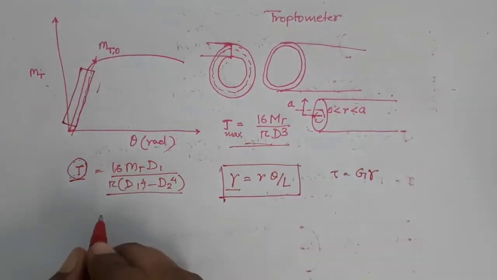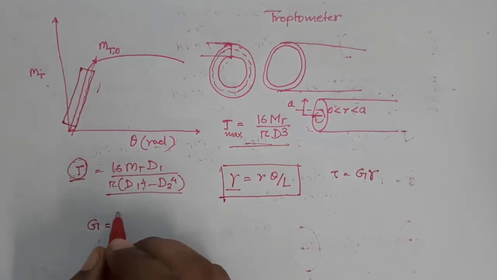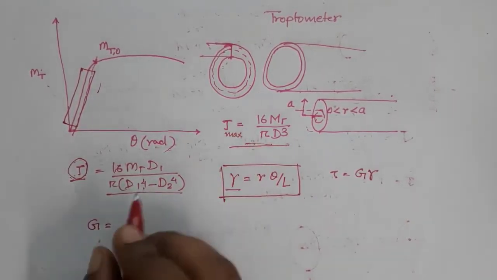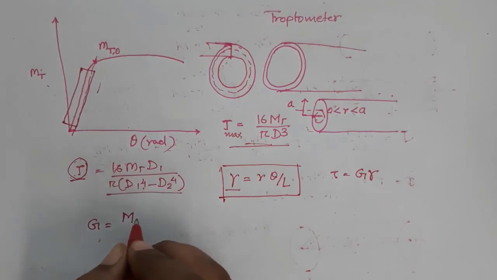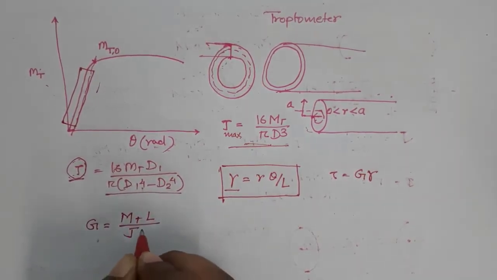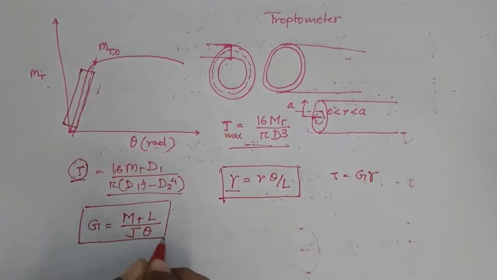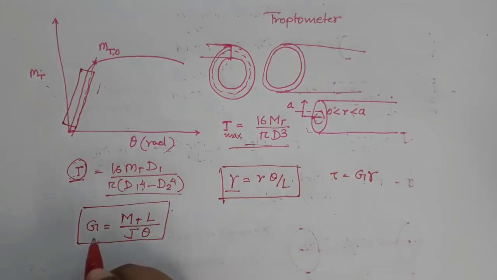So, we can find that out by converting shear stress using this one and polar moment of inertia, where J is the polar moment of inertia. So, we can find out the shear modulus. This information we can get from the elastic deformation part.